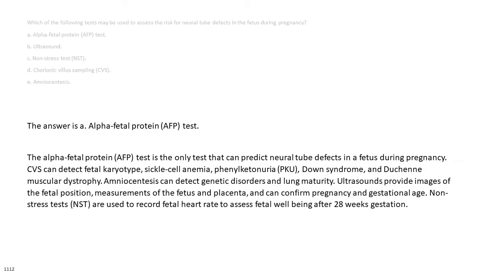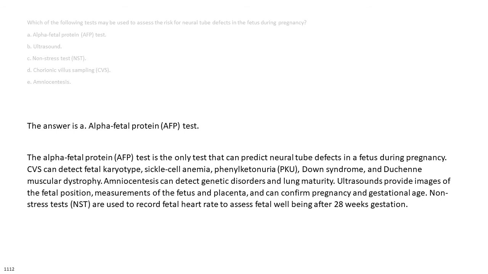The answer is A. Alpha fetal protein, AFP, test. The alpha fetal protein test is the only test that can predict neural tube defects in a fetus during pregnancy. CVS can detect fetal karyotype, sickle cell anemia, phenylketonuria, PKU, Down syndrome, and Duchenne muscular dystrophy. Amniocentesis can detect genetic disorders and lung maturity.